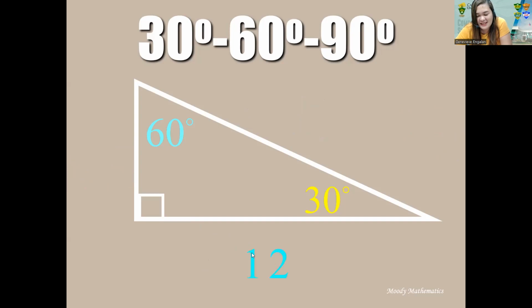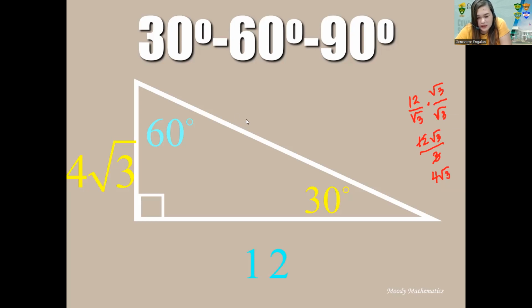Okay, if the longer leg is 12, what is the shorter leg? 4 square root of 3. To get the shorter leg from the longer leg, we divide by square root of 3. Since the square root of 3 is in the denominator, we rationalize the denominator by multiplying by square root of 3 over 3. So you have 12 square root of 3 over 3, which cancels to 4 square root of 3. So the answer is 4 square root of 3.